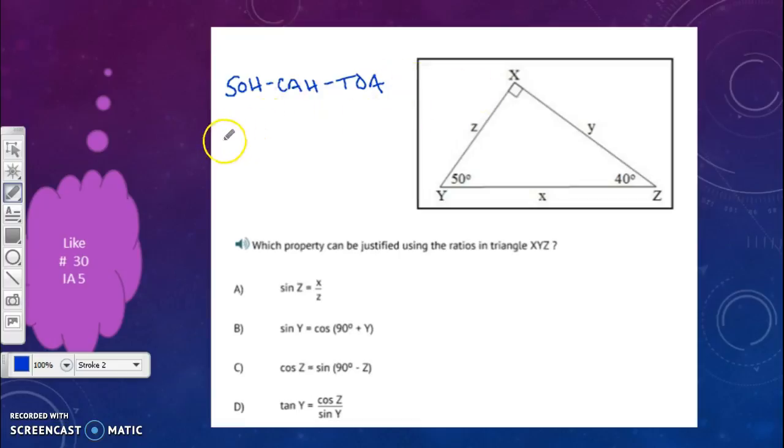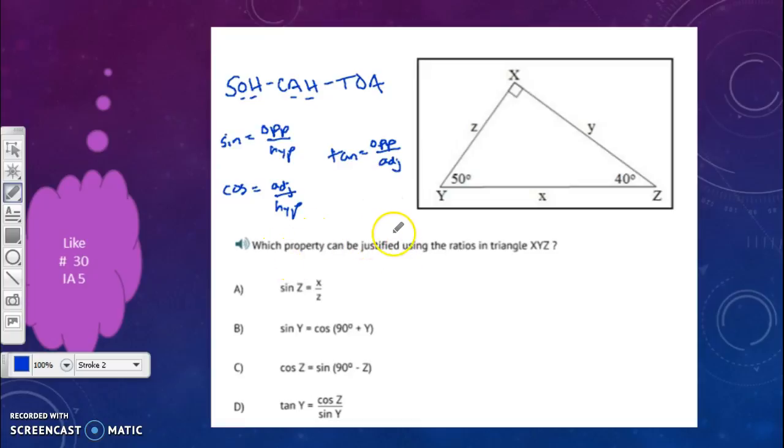So remember that sine equals OH, or opposite, over hypotenuse. Cosine equals adjacent over hypotenuse. See, I got the A and the H. And then the tangent, which is T, is the opposite over the adjacent. So how can I put that to use in this problem?